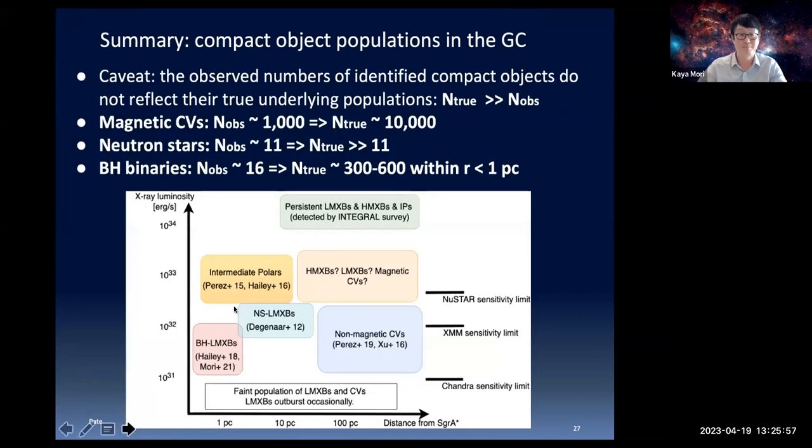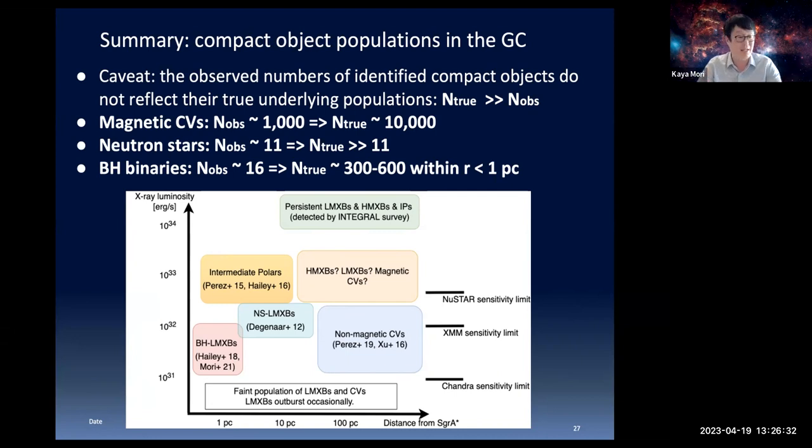So that's another story. Okay, so this is my last slide. I'm running out of time. So I just told you some little shallow story about what we know about the compact object in the, you know, from the X-ray observations. So there's a strong caveat here. I mentioned 1,000 magnetic CVs, 11 neutron stars, and possibly 16 black hole binaries, but that's not reflecting the true number of underlying populations. So there could be a lot more of these sources.